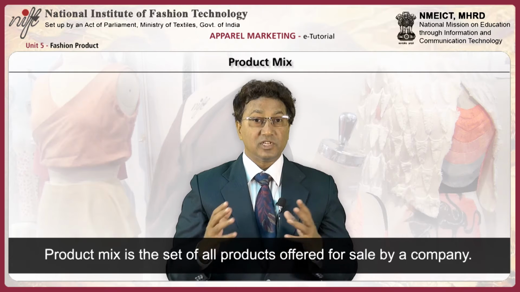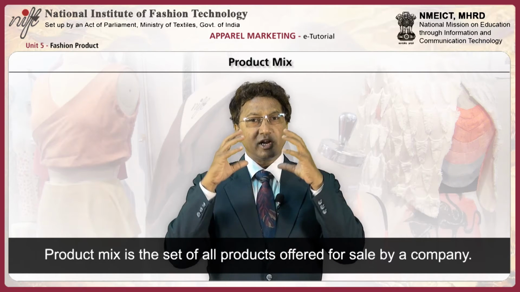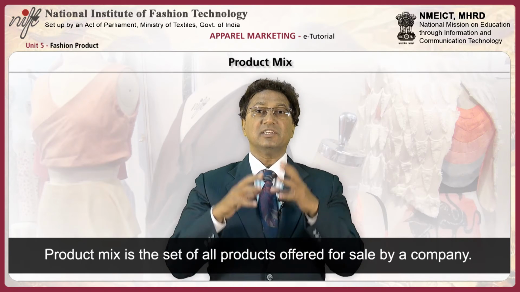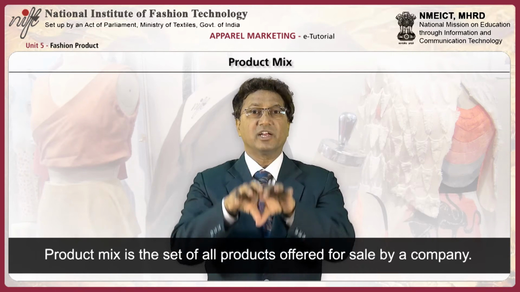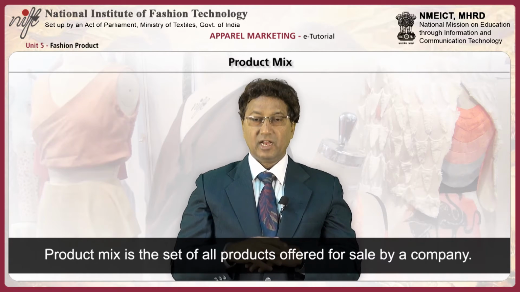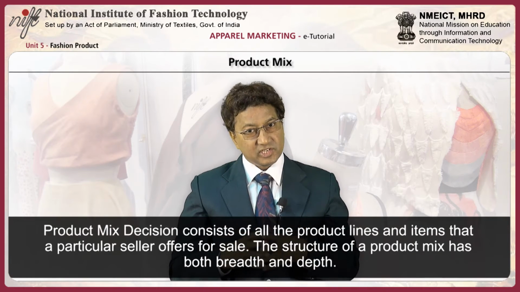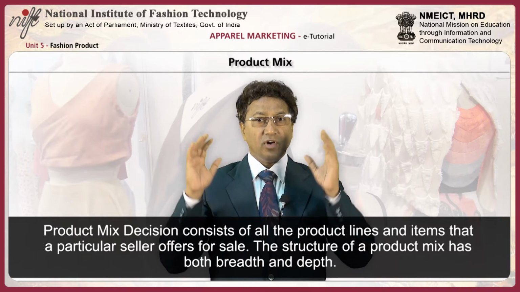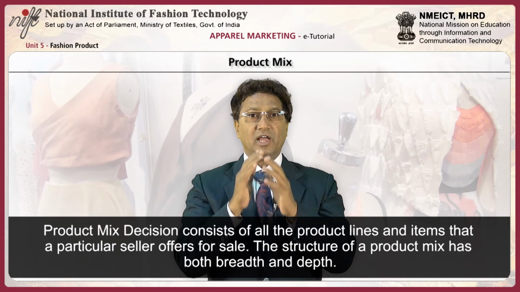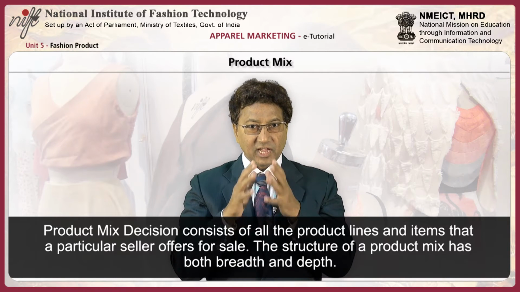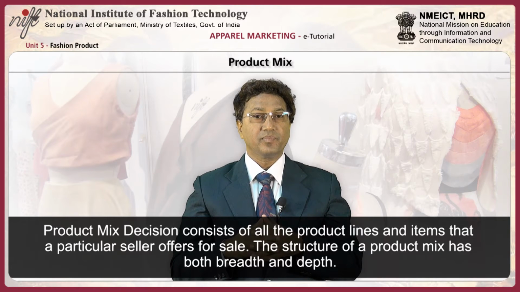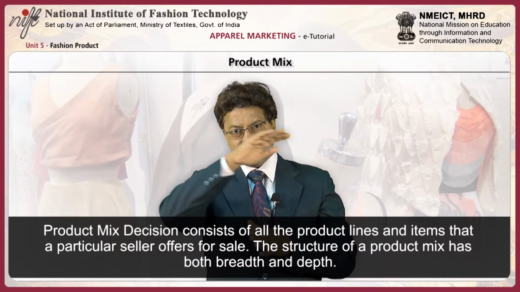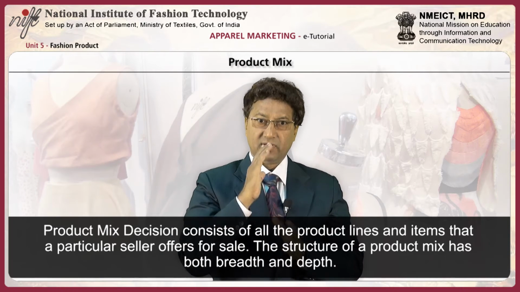Now let's understand what a product mix is. A product mix, also called product assortment, is the set of all products offered for sale by a company. A product mix decision or product portfolio consists of all product lines and items that a particular seller offers for sale. The structure of the product mix has both breadth and depth.